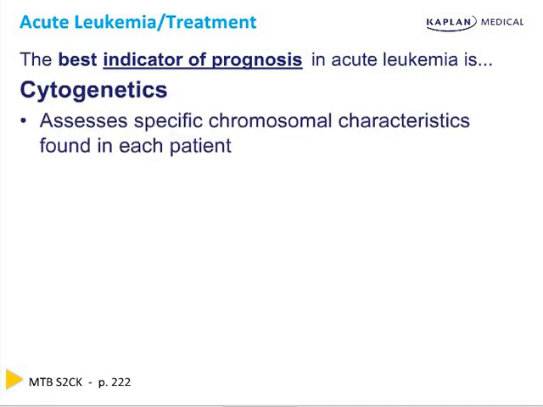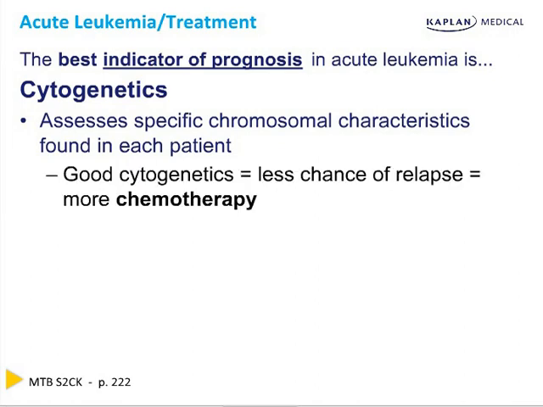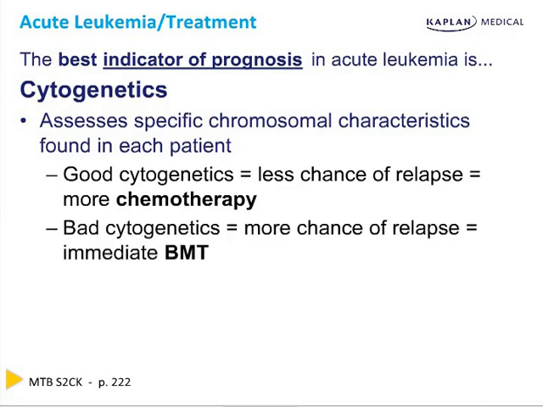Cytogenetics is kind of like an individual assessment of chromosomal characteristics found in each patient. In a way, it's like a fingerprint of your own individual characteristics. You could have three people with acute myelogenous leukemia. One might have chromosomal abnormalities that indicate a 5% chance of recurrence, another 50%, another 70%. That's why you use cytogenetics to say, good cytogenetics, less chance of relapse, just give more chemotherapy. Oh, I'm sorry, sir. Your genetic testing shows that you have a very high chance of your cancer recurring. I think we really need to transplant you right now.